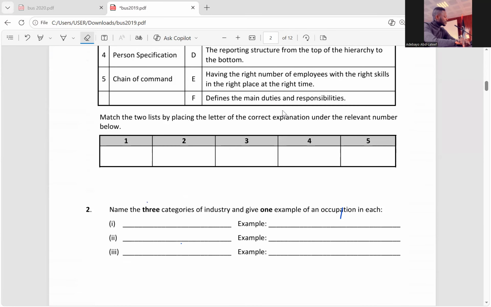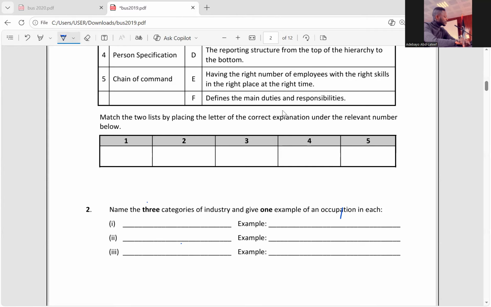When we talk about category of industry, we're simply talking about the sector of the economy within the country. So we have the primary sector, the secondary sector, and the tertiary sector. An example of the primary sector is farming, the farmers. The secondary sector are those in construction, and the tertiary sector is banking, education, tourism. I think those ones are clear.